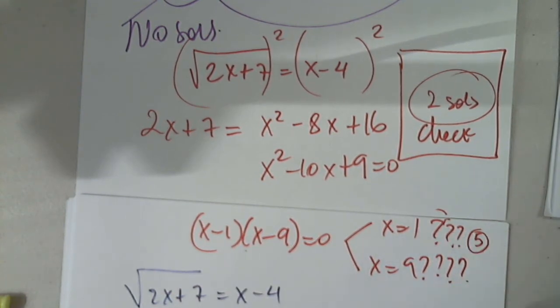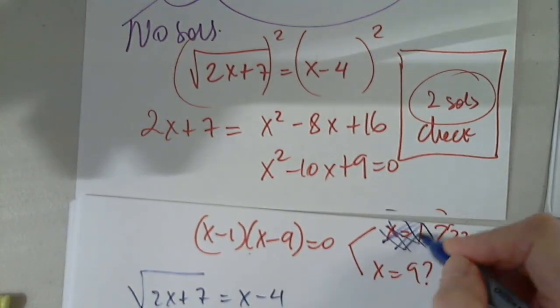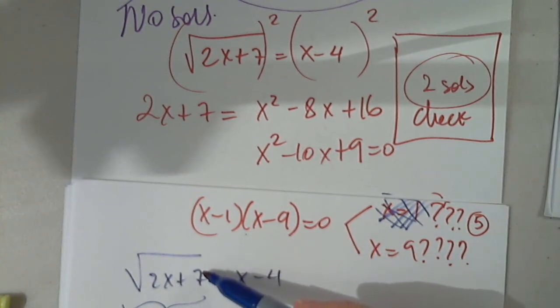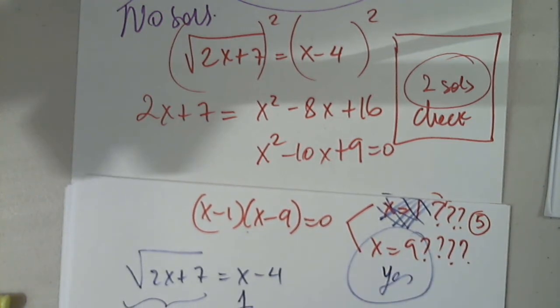I'm going to plug in 1. I know it's not going to work. 1 minus 4 is negative 3. This number is never going to be negative. What about 9? 9 times 2, 18, plus 7, 25, 9 minus 4, 5, 5, 5. Yes. Good. Next question.